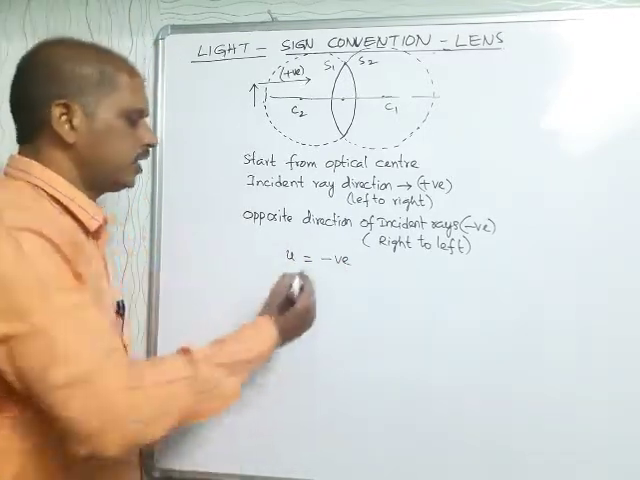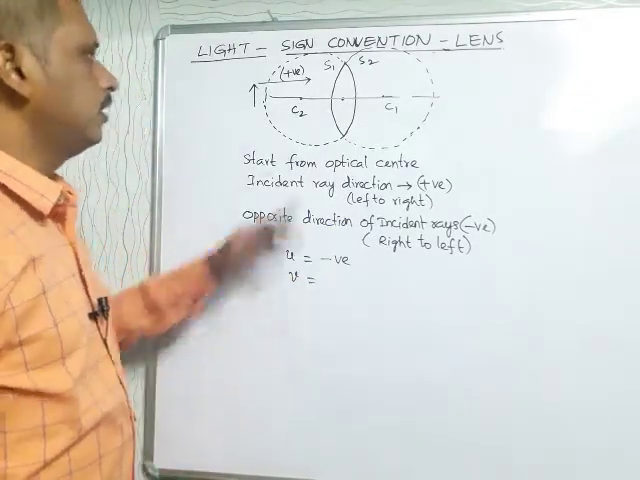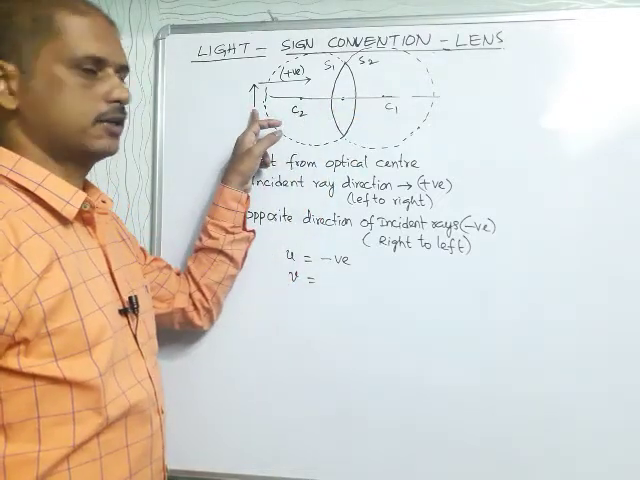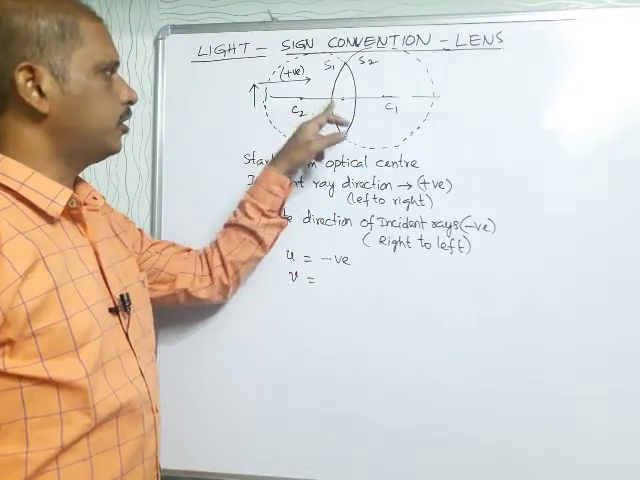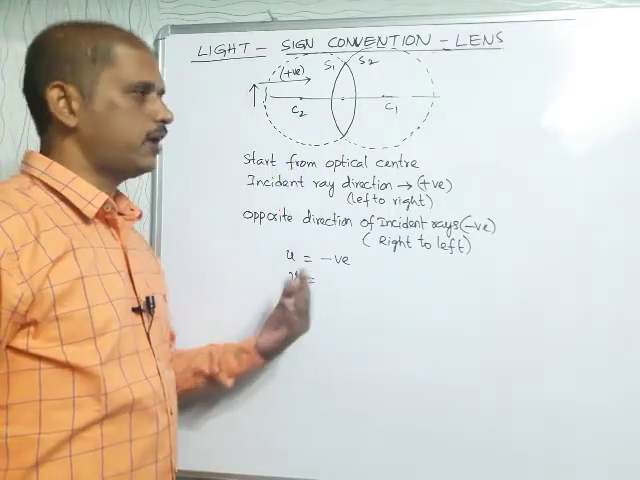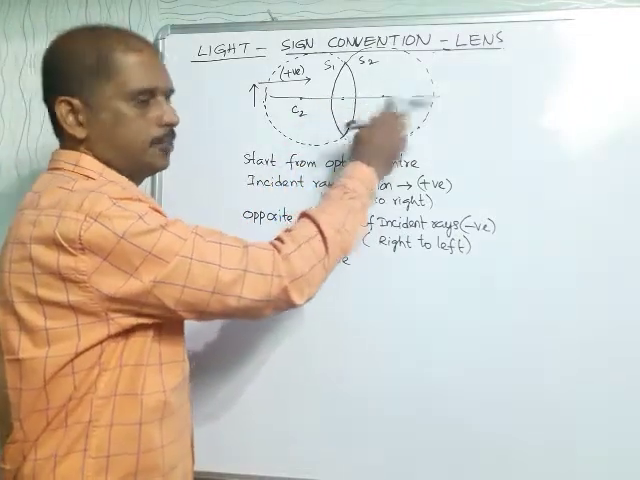Now image distance v, image distance in front of a convex lens, if you keep the object, you can keep the object at 6 different positions. First 5 positions the image will be formed right side of the optical center.